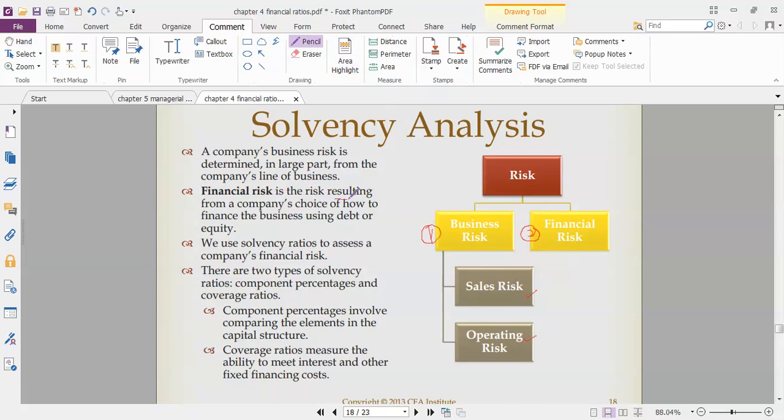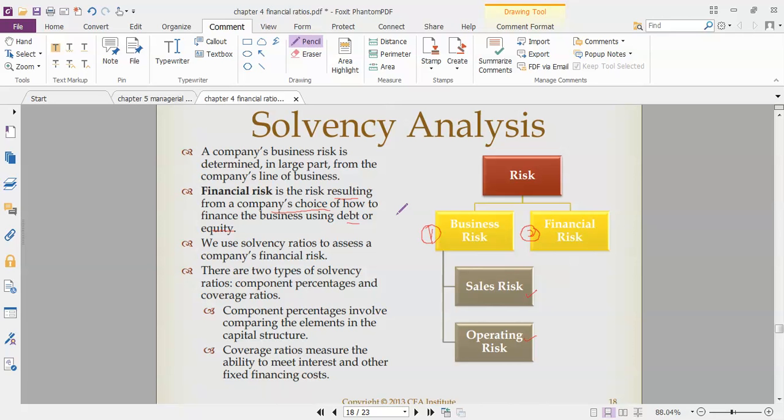Financial risk is the risk resulting from a company's choice of how to finance the business using debt or equity. Financial risk is referring to whether the company wants to choose to get the money for the company, and whether it wants to choose using debt or using equity. Those are the two things.